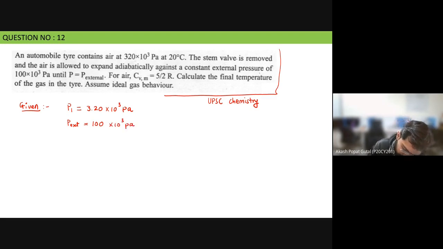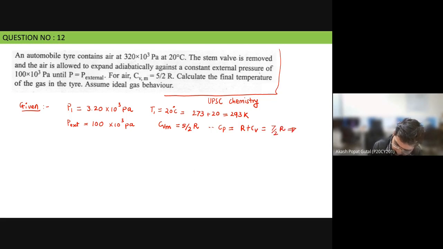And T1 is given equal to 20 degrees Celsius. So 273 plus 20 is 293 Kelvin. And CVM is given as 5 by 2 R. So once CVM is given, CP we can calculate. CP is equal to R plus CV. This is nothing but 7 by 2 R. And again we can calculate the gamma value. It's nothing but CP by CV. It turns out to be 7 by 5, which is 1.4.